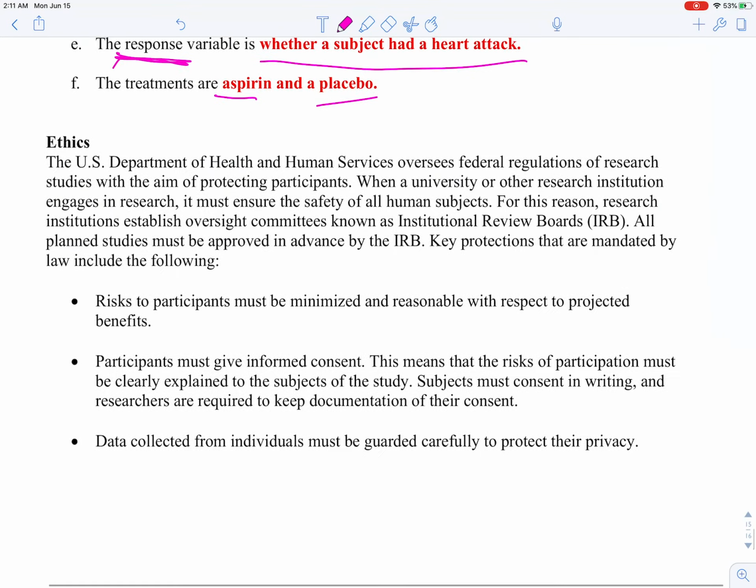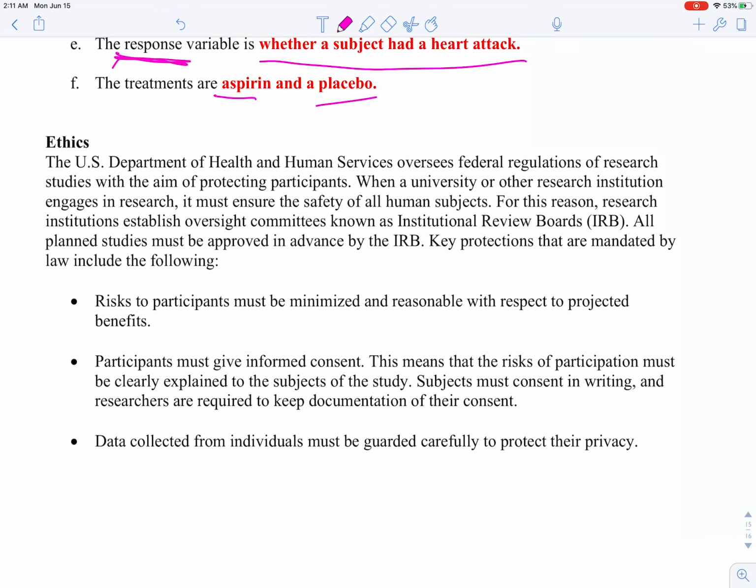All right, here, I think this is the end. All right, there we go. Ethics, right? Again, ethics are important on everything in life, really, but especially when collecting and displaying data. So here we go. Ethics.